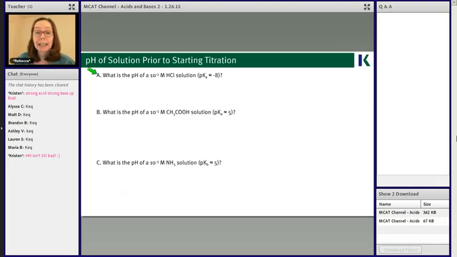So let's do something realistic with this. Let's determine the pH of a 10 to the negative third molar HCl solution. Okay.